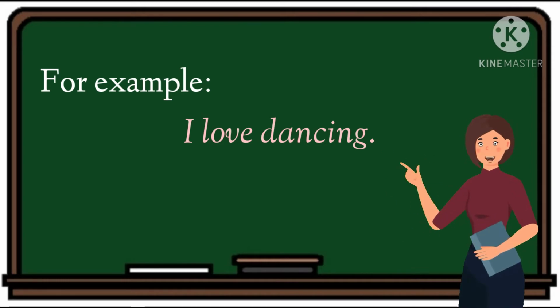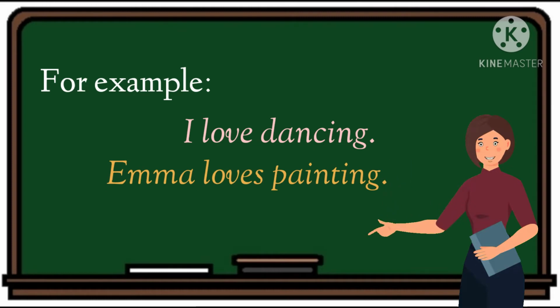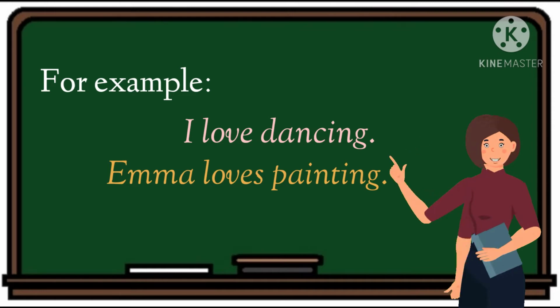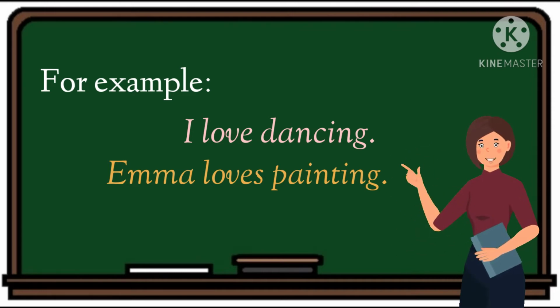As I have said a while ago, an independent clause contains a verb and a subject. In this sentence, the subject is I while the verb is dancing. For the other example, let's have the sentence, Emma loves painting. This is also a simple sentence because it also contains one independent clause. The subject is Emma while the verb is painting.